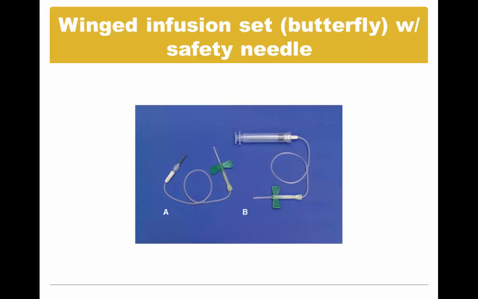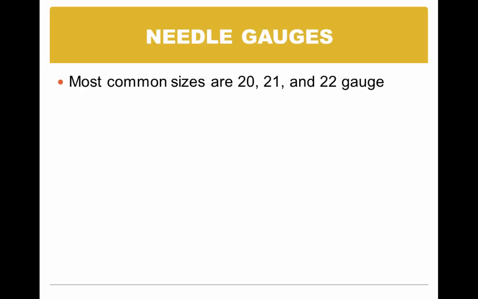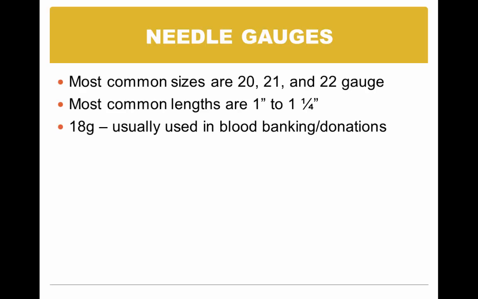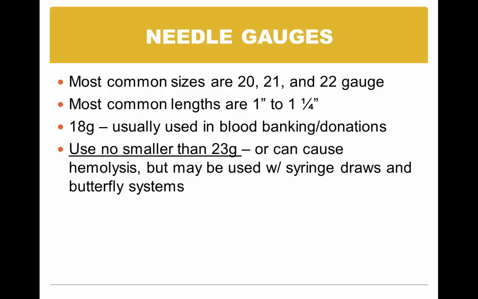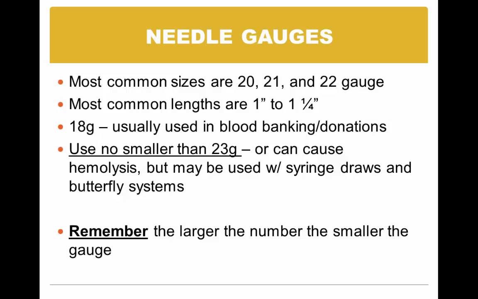Needle gauges. Most common sizes are 20, 21, and 22. Most common lengths are 1 to 1 1/4 inches. 18 gauge is usually used in blood banking or for donation purposes. Okay. You want to use no smaller than a 23 gauge because that can cause hemolysis. But you may use a 23 gauge with a syringe draw or a butterfly system.